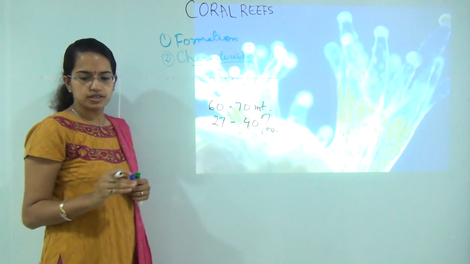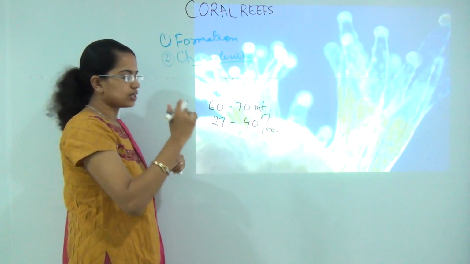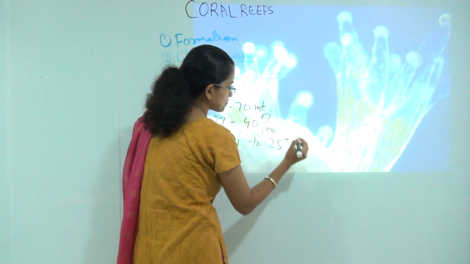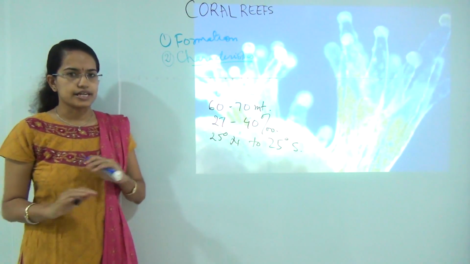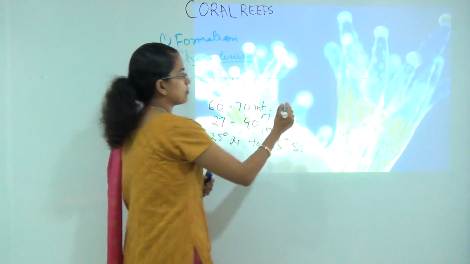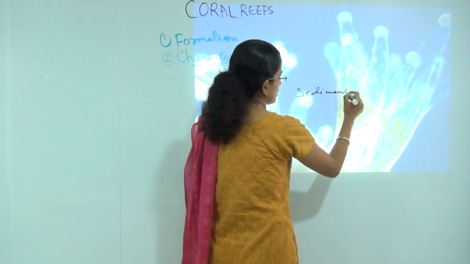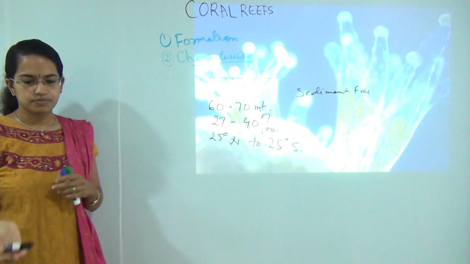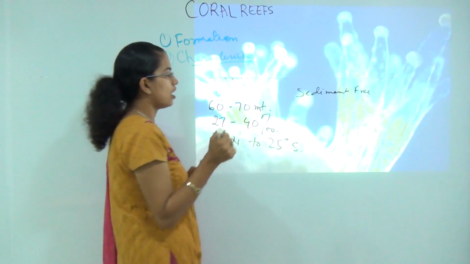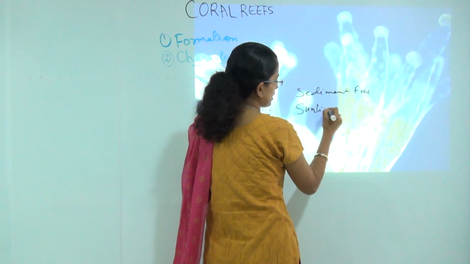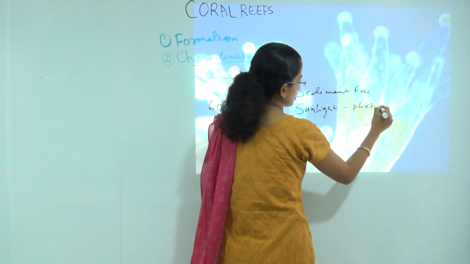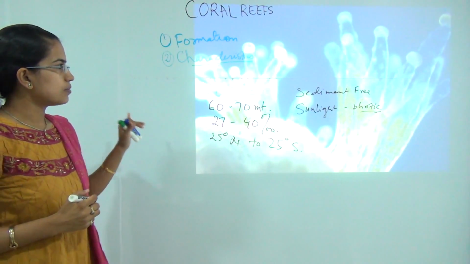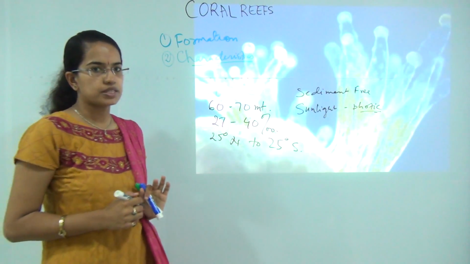Usually found in shallow waters. The range across the world is 25 degrees north to 25 degrees south. It's mainly found in sediment-free water where there is no sediment deposit. So sediment-free water is another important characteristic. So the water should be clean, and there should be optimum level of sunlight that can reach up to the photic zone. The zones we have talked about in the initial class in oceanography. So these are some of the basic characteristics that are required for the formation of coral reefs.